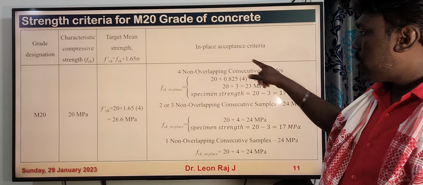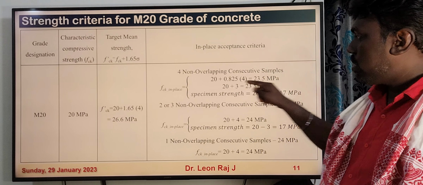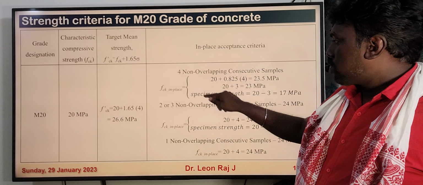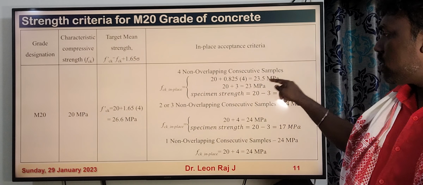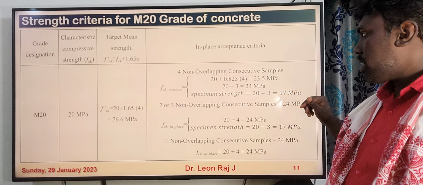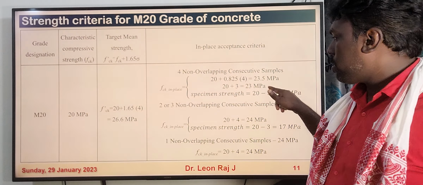Then the in place acceptance criteria for 4 non-overlapping consecutive samples: FCK at in place is equal to 20 plus 0.825 into 4, that is equal to 23.5 MPa, or 20 plus 3, that is equal to 23 MPa, whichever is greater. The greater one is 23.5 MPa. So the acceptance criteria for 4 non-overlapping consecutive samples shall be 23.5 MPa.